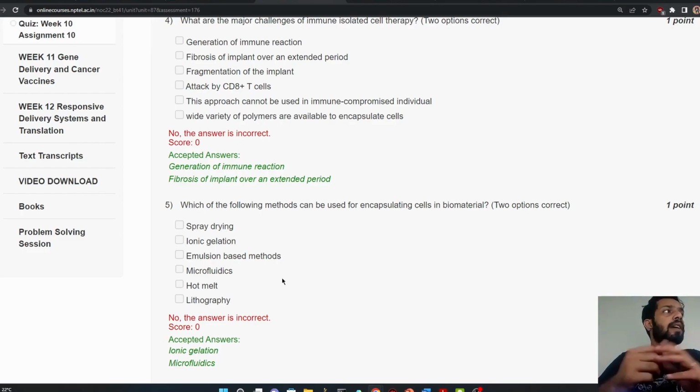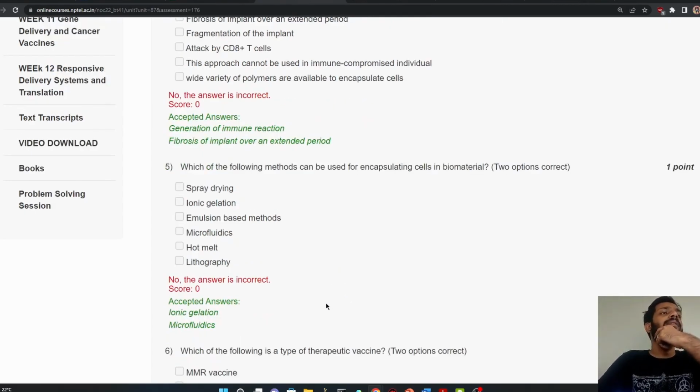at a particular flow, right? So the cells will naturally go and sit in the alginate or collagen or whatever and start colonizing it. So that's what microfluidics is. But yeah, microfluidics and ionic gelation are the two most commonly used techniques to encapsulate cells in biomaterials.